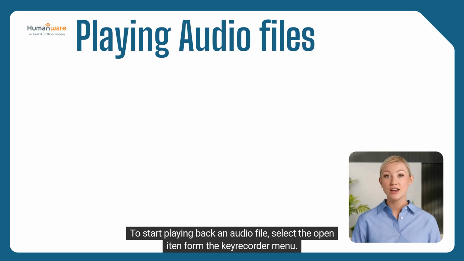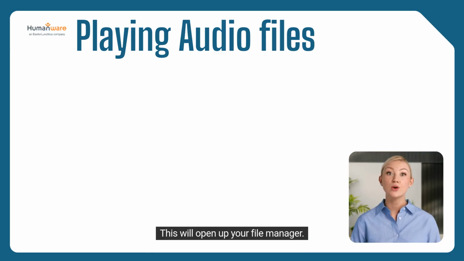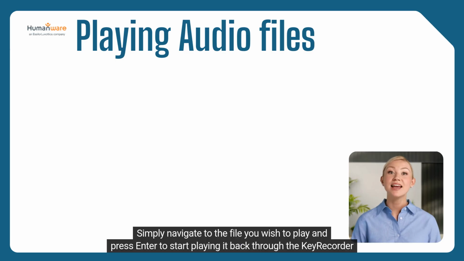To start playing back an audio file, select the Open item from the KeyRecorder menu. This will open up your file manager. Simply navigate to the file you wish to play and press Enter to start playing it back through the KeyRecorder application.